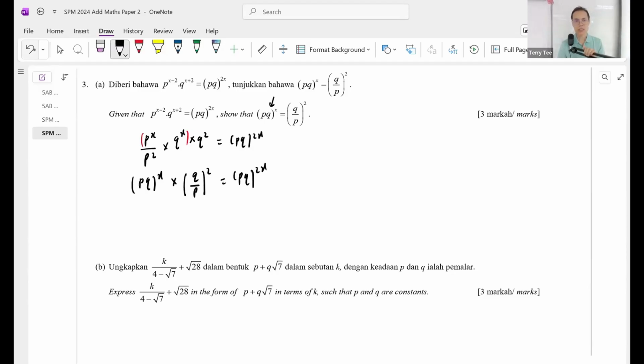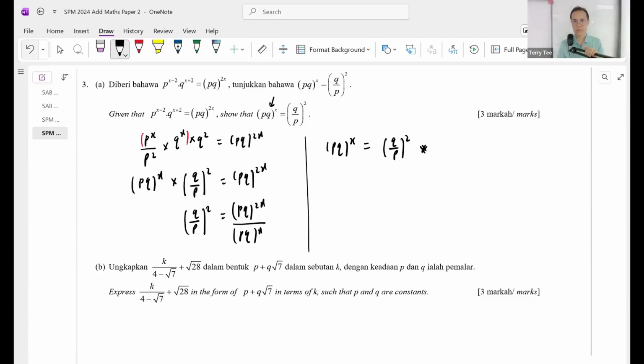Yeah, we're almost there already. We just have to bring the (pq) power x to the other side. Your (q over p) squared is now (pq) power 2x divide (pq) to the power x. Now, which you can cancel, right? When you divide the number, we minus the power. So therefore, you get (pq) power 2x minus x, which is (pq) to the power x, equals q over p squared. Yeah, that's how you show this answer.